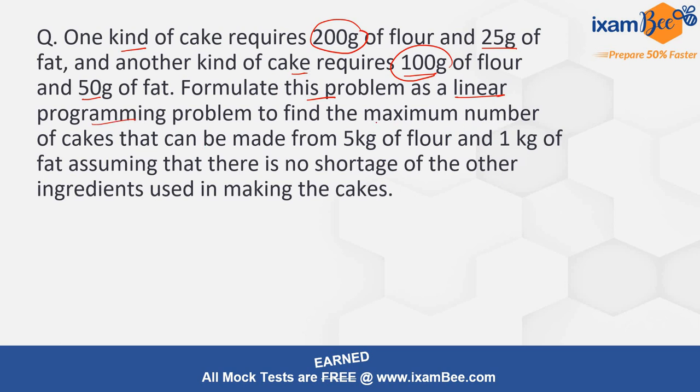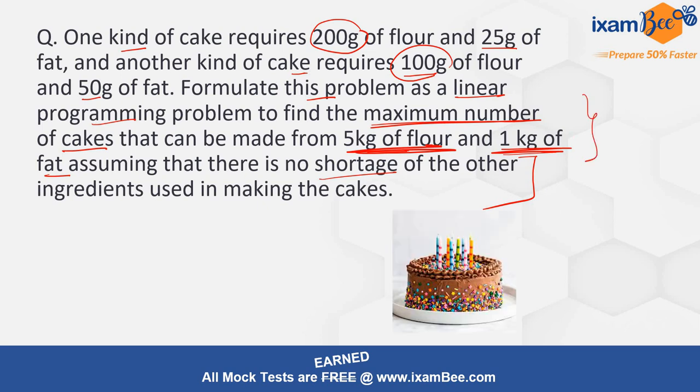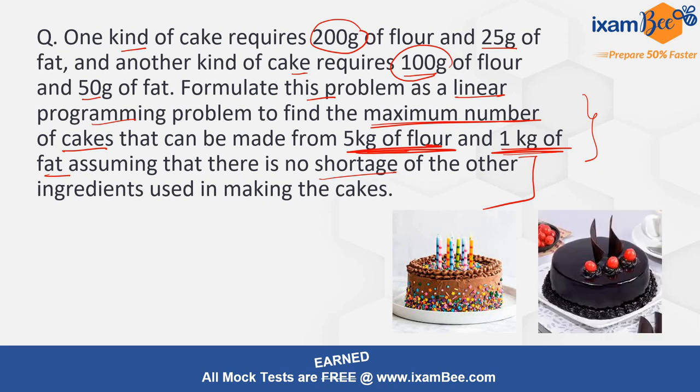And what do you have to do? You have to find the maximum total number of cakes that can be made if you have 5 kg of flour and 1 kg of fat. You are assuming that there is no shortage of other ingredients required in making the cake, and you have 5 kg of flour and 1 kg of fat. So assuming that, how many cakes can be made given these constraints? Here this is one kind of cake, and this is, let's say, the other kind of cake.